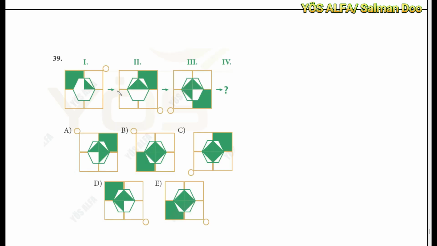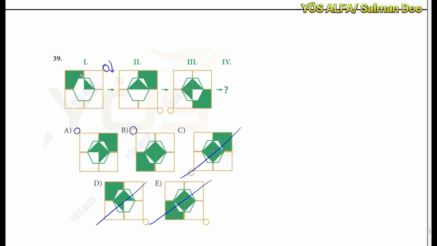The figure series is given. The fourth one is asked. So let's start from this circle. It is going from one corner to the other in the clockwise direction. So in the fourth one, it should be here. Since we have only two choices with the circle at the top left corner, we can eliminate this 3.